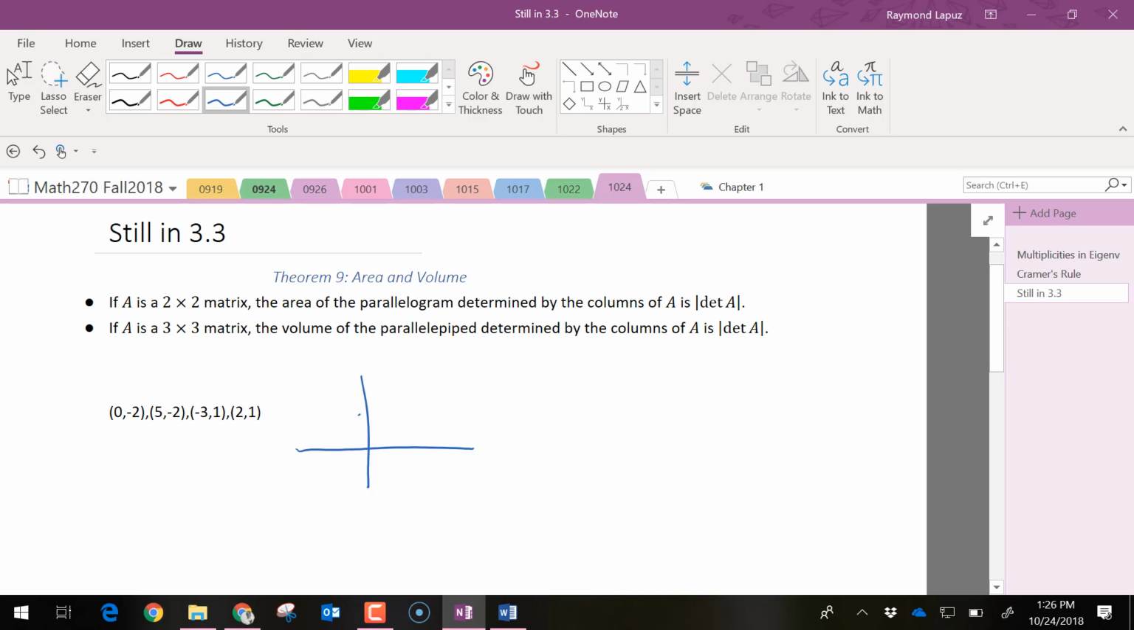all right. Let's take a look at this parallelogram and see if we can find the volume or the area. Let's see. We've got 0, -2. We have 5, -2. 1, 2, 3, 4, 5. We have -3, 1, and we have 2, 1, 2, and 1. Does that look like a parallelogram?